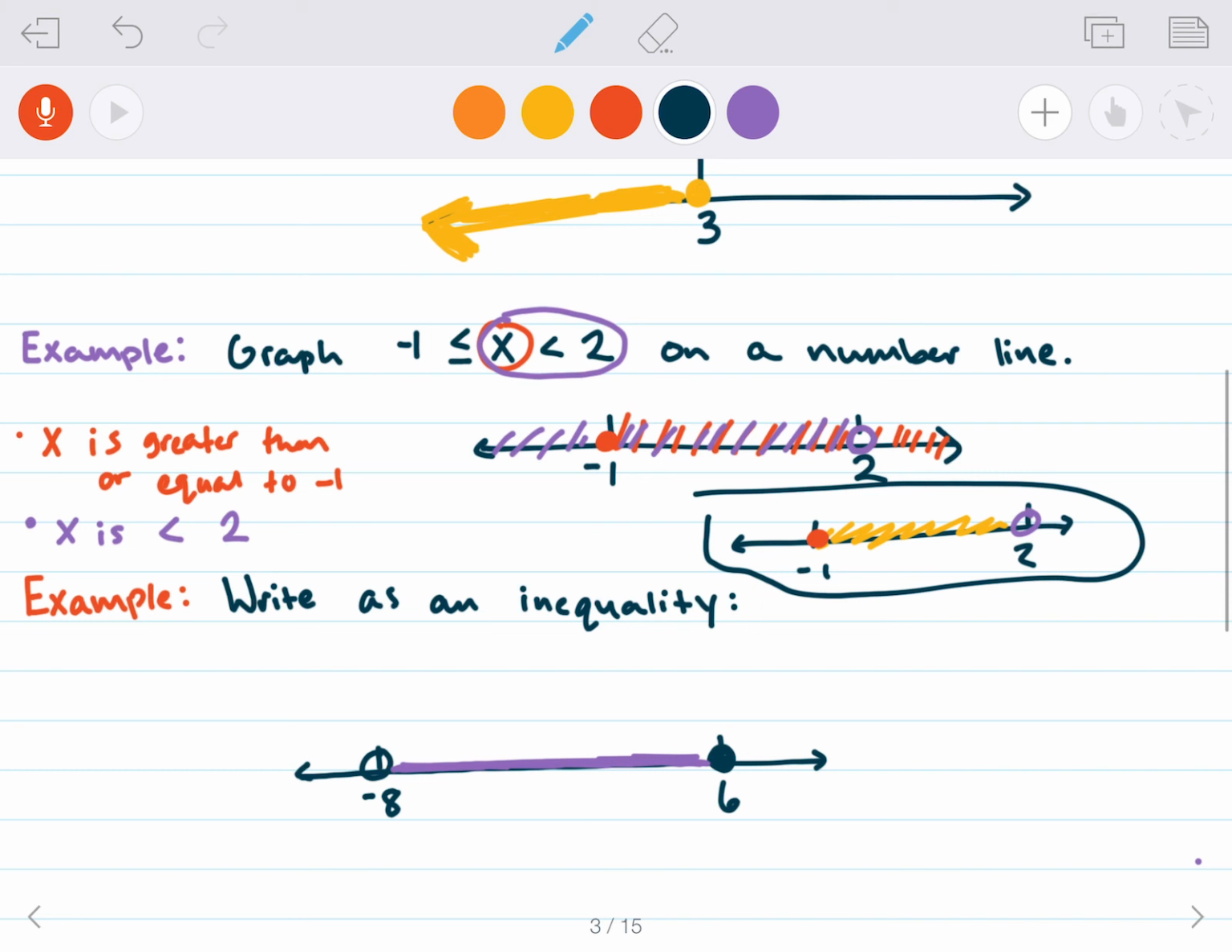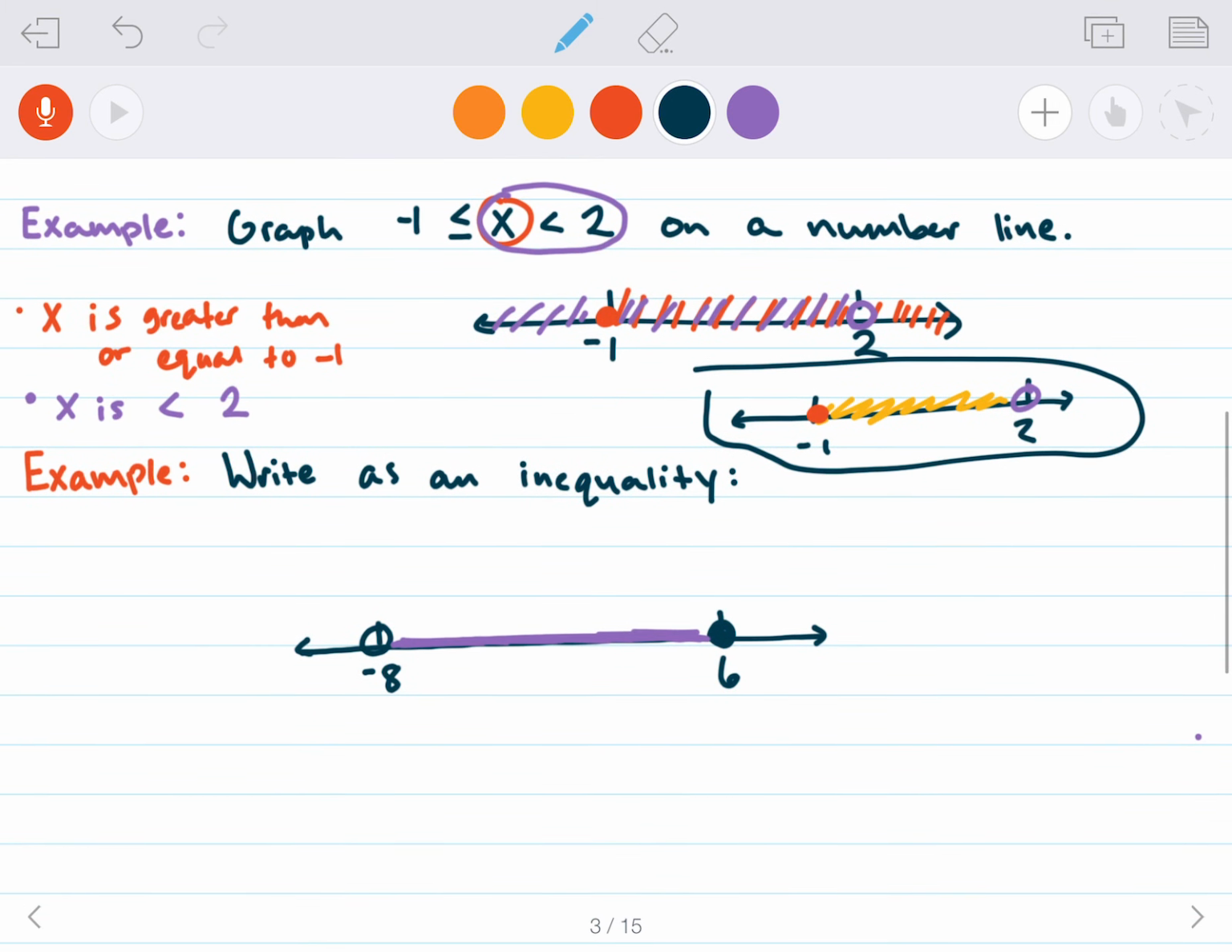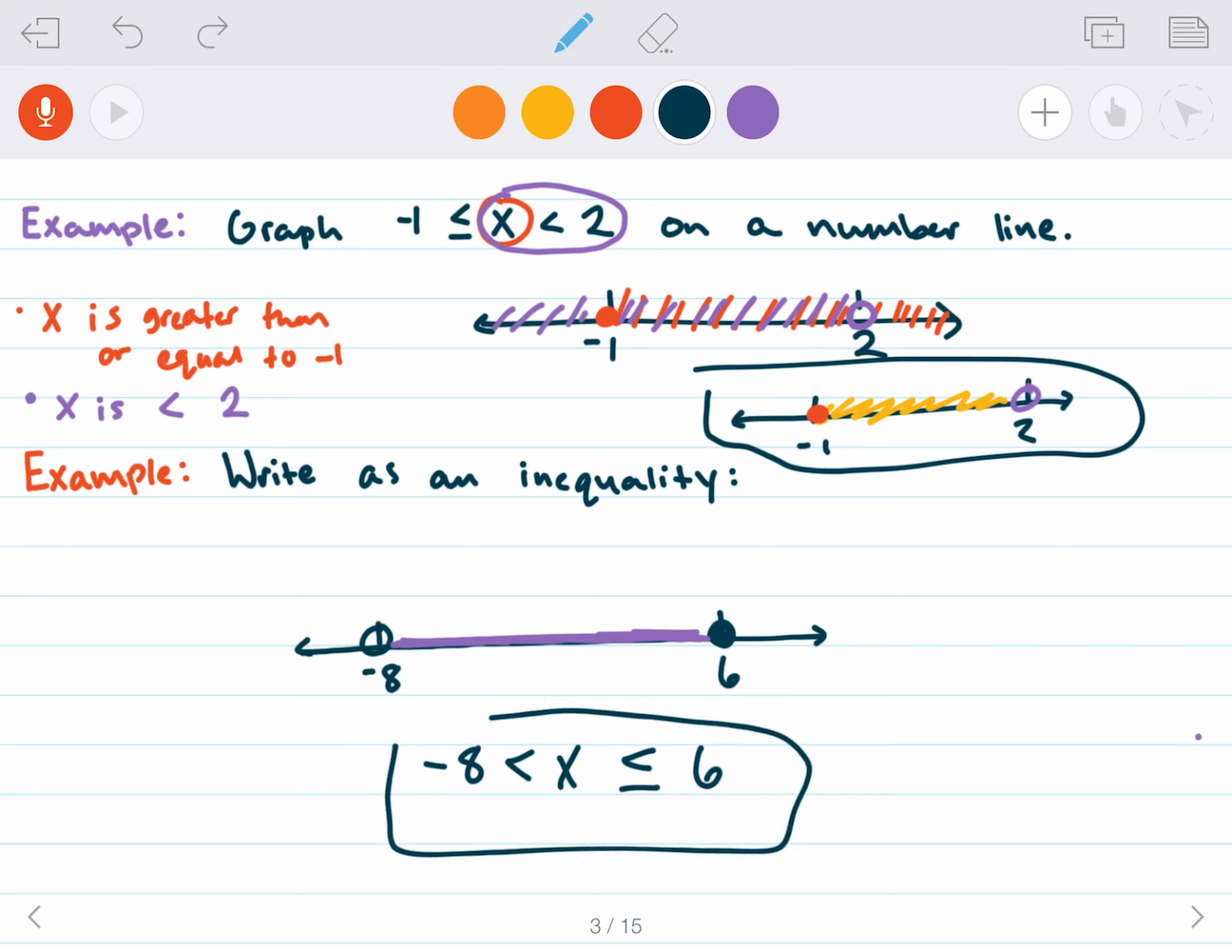All right, write this as an inequality. So we can say x is our set of numbers, and it's sandwiched between negative 8, and it's bigger than negative 8, right? Because it's shaded to the right. So x is bigger than negative 8, but at the same time, this set of numbers is going to be less than or equal to 6, right? Because of this closed dot right here. So x is sandwiched between negative 8 and positive 6.